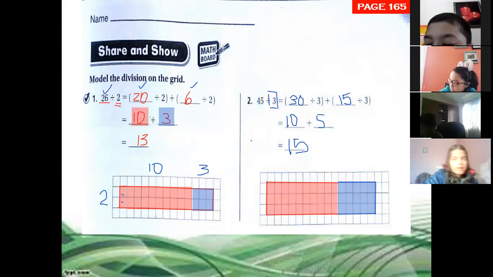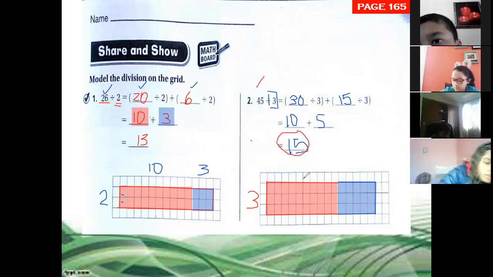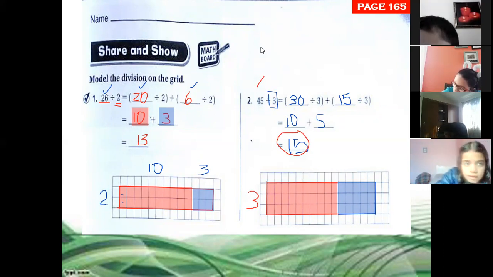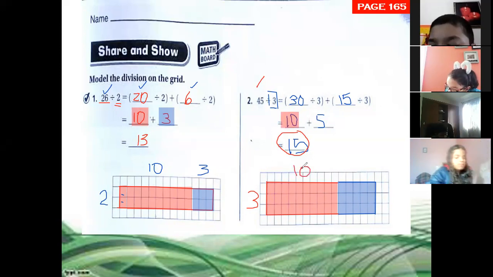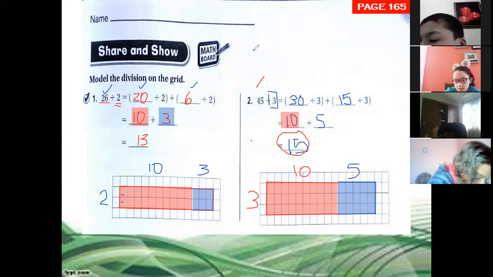There you have it. Now we have to label. This one is 3. Here, 15. 15 is the final quotient. 3 times 15 equals 45. But here, how many columns are in red? 10, exactly. There are 10. How many in blue? 5.